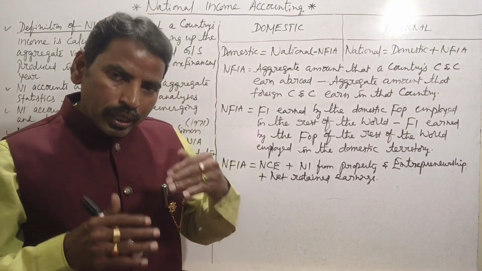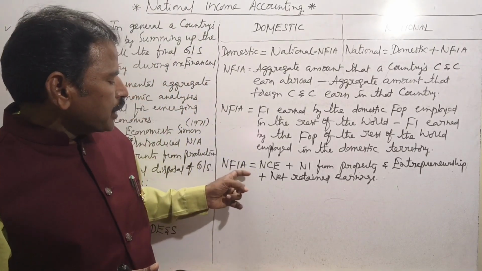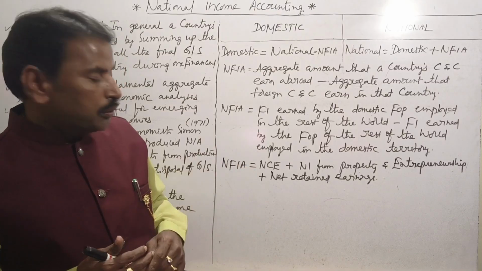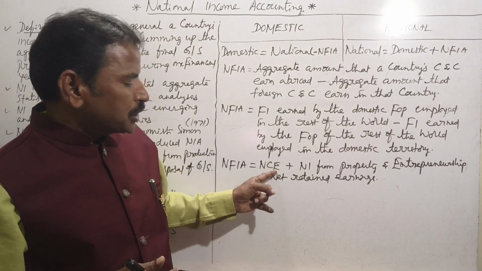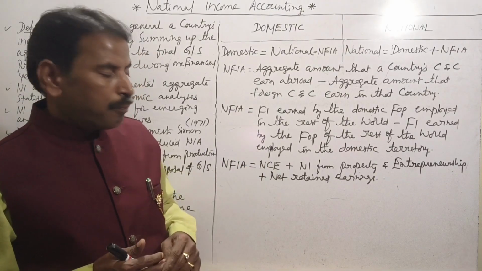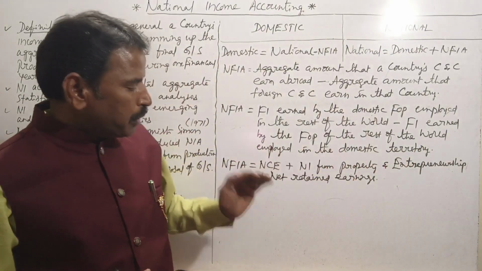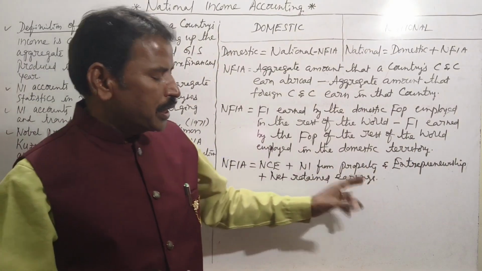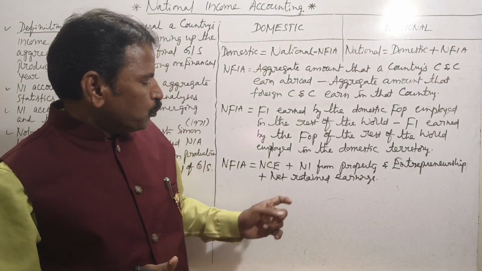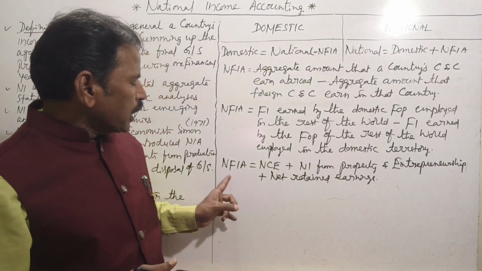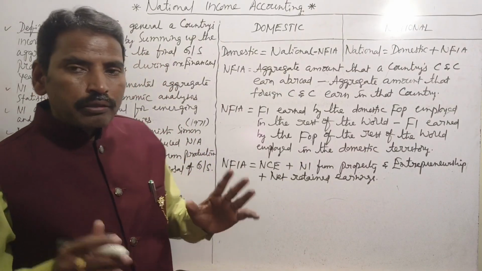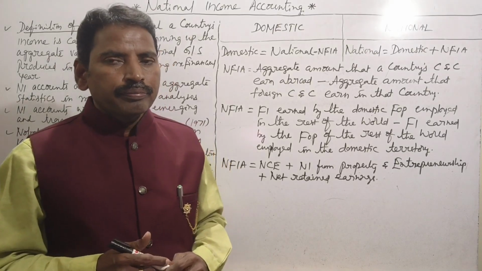In other words, net factor income from abroad is equal to net compensation of employees plus net income from property and entrepreneurship plus net retained earnings. So, we add these three, then you will get net factor income from abroad.